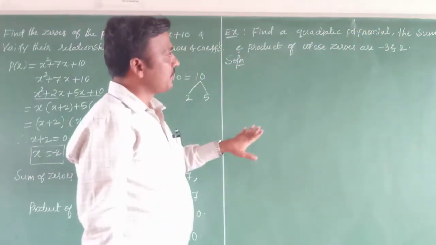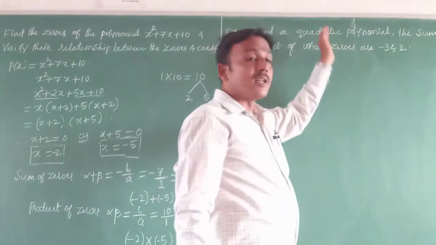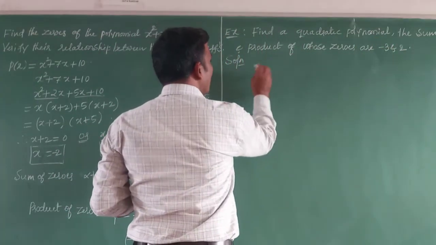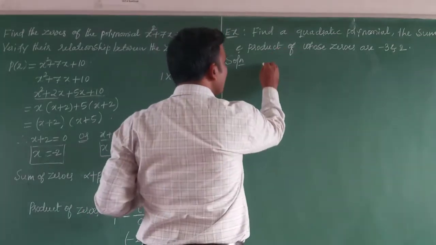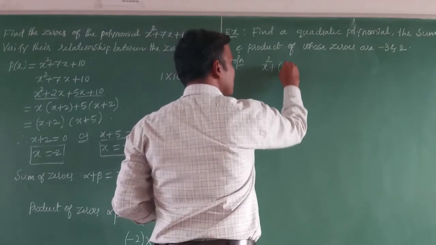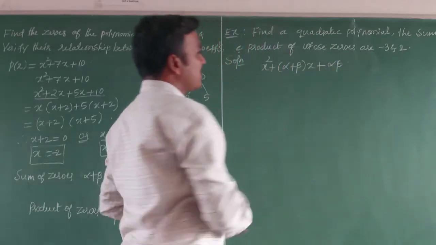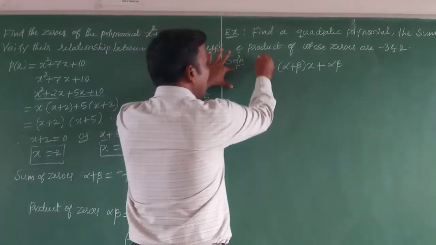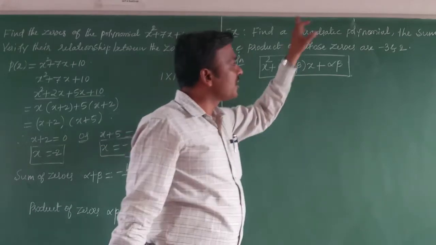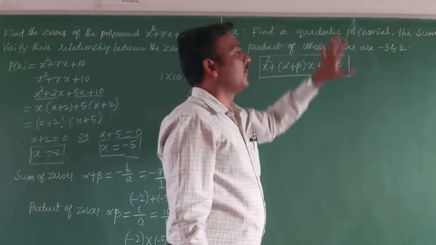Okay? Solution. So in this case, sometimes the polynomial will be given, sometimes the zeros will be given directly. So in this case, to find the quadratic polynomial, we have to use this relation: x square minus sum of zeros into x plus product of zeros. This is the relation, or like a formula, you should remember this one. If you know the sum of zeros and product of zeros, we can write the quadratic polynomial. This is the quadratic polynomial standard form.